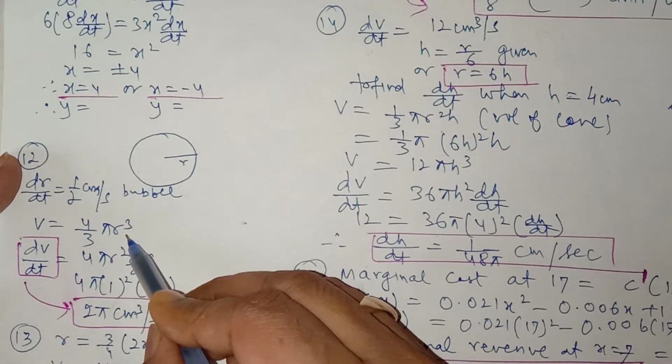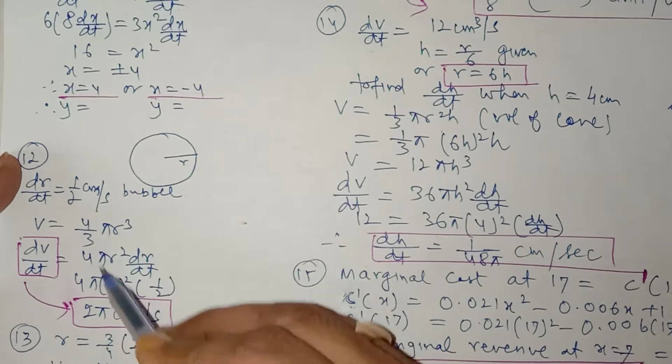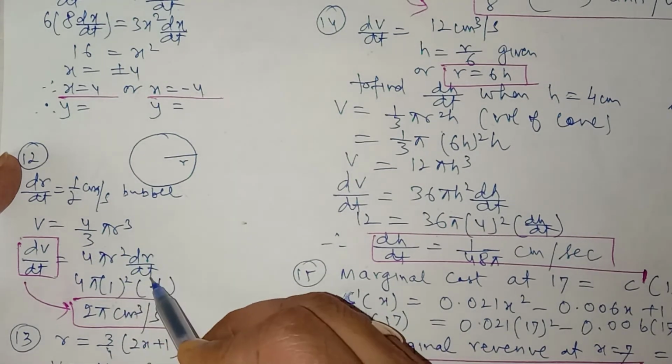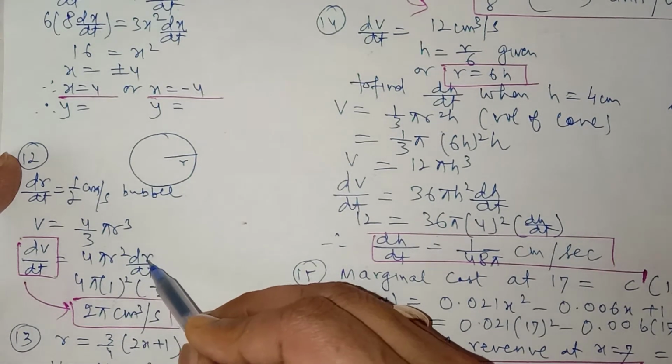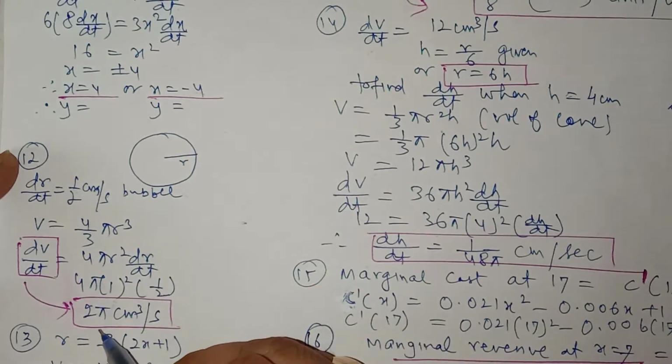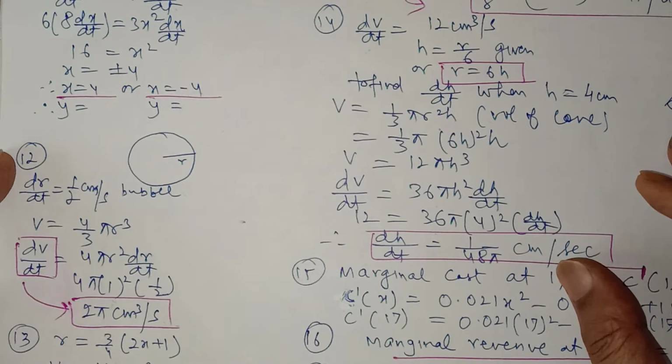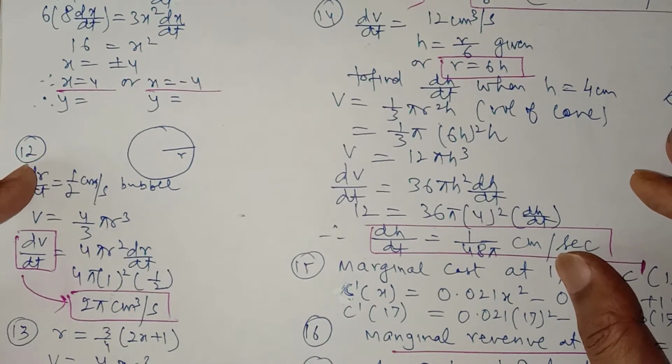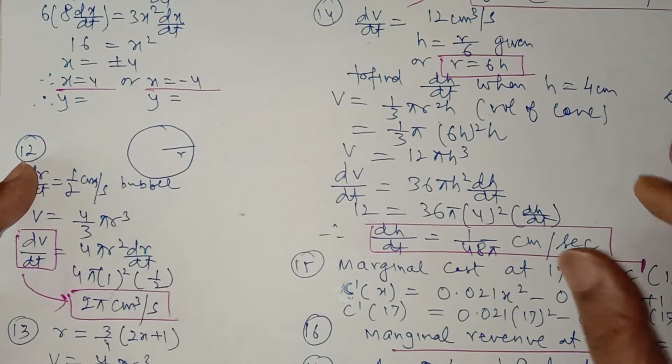The derivative of r cube will be 3 r square dr upon dt. The 3 will be cancelled out. It will be 4 pi r square dr upon dt. The value of r is given. The value of dr upon dt is given. So we have obtained 2 pi centimeter cube per second. It means that the volume of the bubble is increasing at a rate of 2 pi centimeter cube per second.